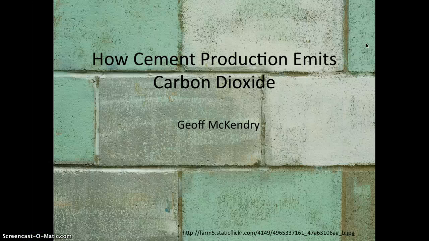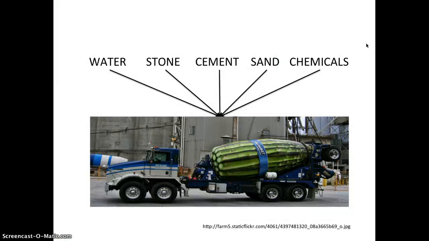Hello everyone. In this presentation I would like to talk to you about carbon dioxide emissions from cement factories. This is an important topic, as about 5 to 7% of the total human-made carbon dioxide in the atmosphere comes from cement production. Cement is actually a cohesive factor that is used in conjunction with other building materials to make what we know of as concrete.